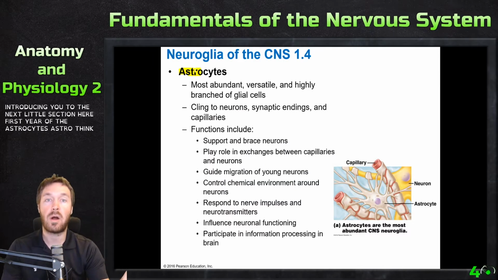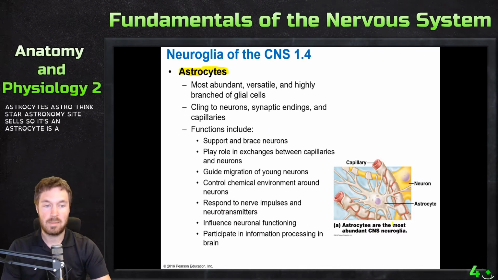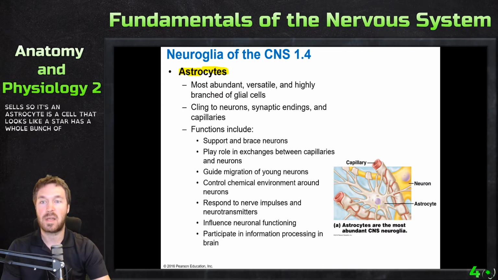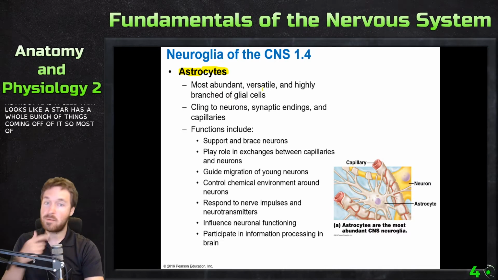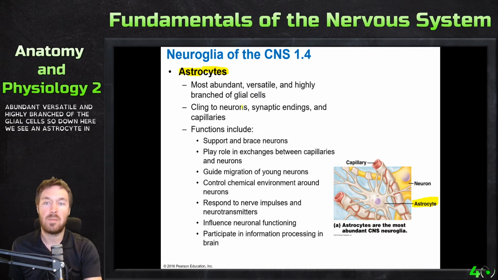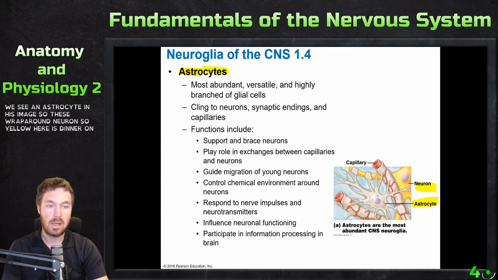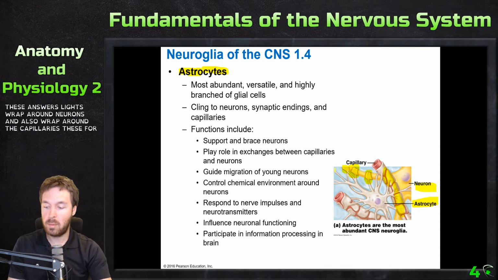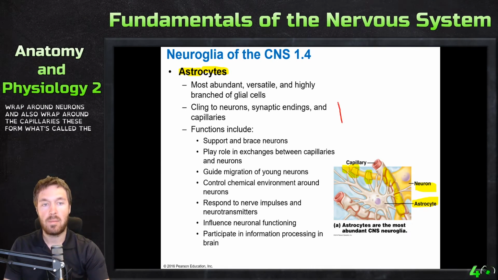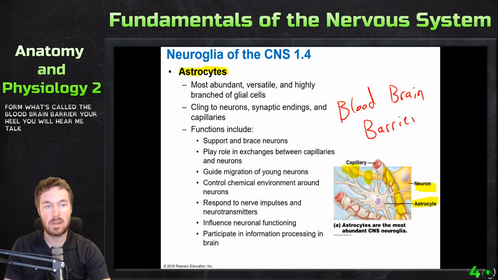Astro, think star, astronomy, cyte, cells. So an astrocyte is a cell that looks like a star, has a whole bunch of things coming off of it. So most abundant, versatile, and highly branched of the glial cells. So down here we see an astrocyte in this image. So these wrap around neurons. So in yellow here is the neuron, and these astrocytes wrap around neurons and also wrap around the capillaries. These form what's called the blood-brain barrier. You will hear me talk about this a lot.